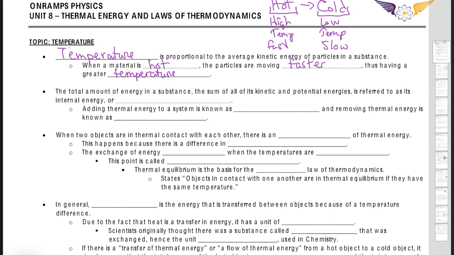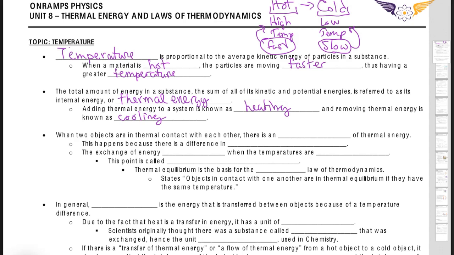So the total amount of energy in a substance, the sum of all its kinetic energy, is what we refer to as internal energy or thermal energy. Now, when we were talking about energy before, this is one of the ones that we kind of disregarded because there was no friction. So adding thermal energy to a system is known as heating, and removing it is known as cooling, right? And so when I add energy in, I'm making the particles travel faster, heating the substance, which means I'm raising the temperature. And if I'm removing energy, I'm going to slow those particles down to lower their temperature, right? And that's what we call cooling.